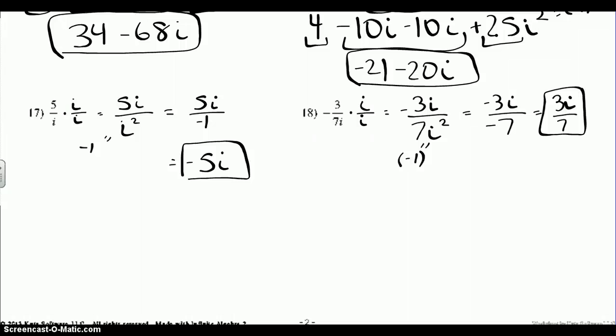Okay, so notice in both of those there's no i, or no imaginary number, in the denominator. That's problems number 9 through 18.